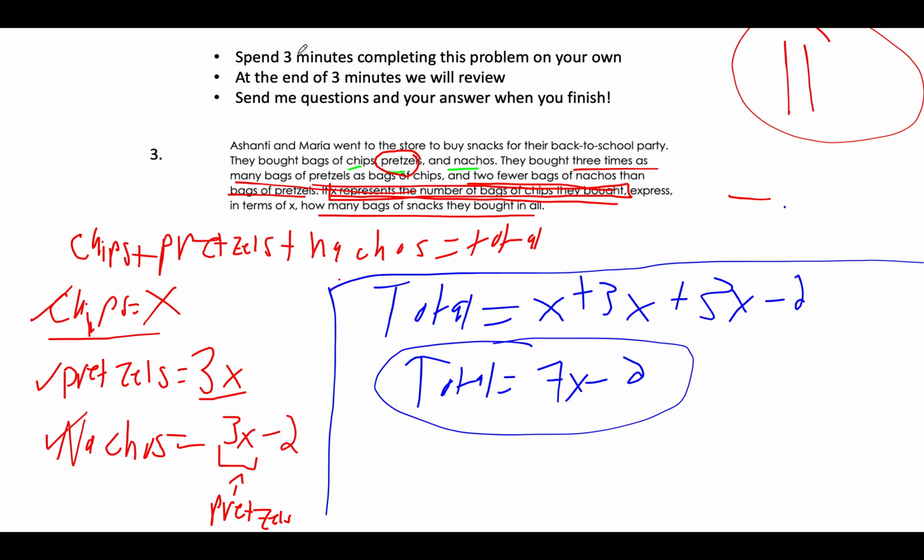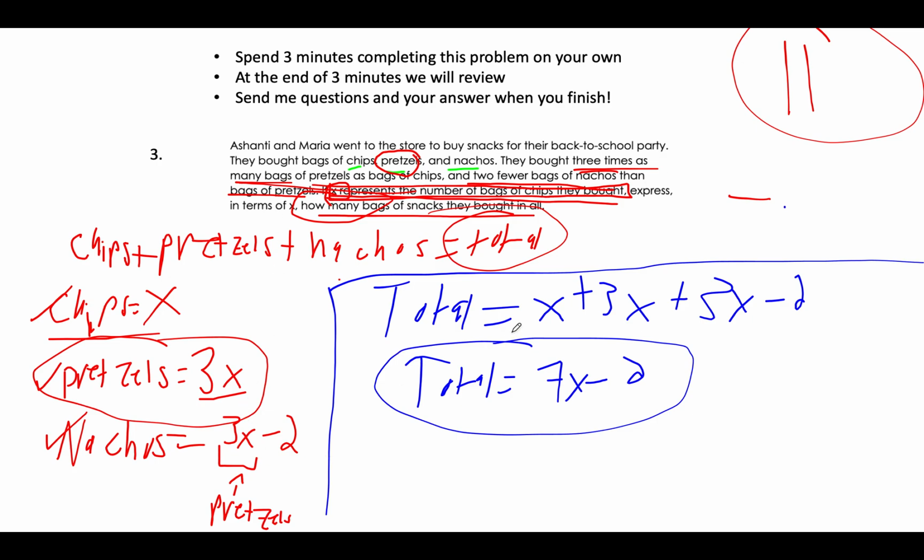So for this one, we're going to be taking our total number of bags of chips, pretzels, and nachos and adding them together because we want to find the total number of bags of snacks. So our bags of chips, we're told, is represented by x. That's given to us in the problem. Our pretzels is going to be 3 times the number of bags of chips. So that's going to be 3x. And nachos is the number of pretzels, 3x, minus 2. That's given to us here. There's 2 fewer bags of nachos than bags of pretzels.